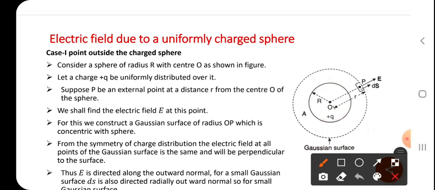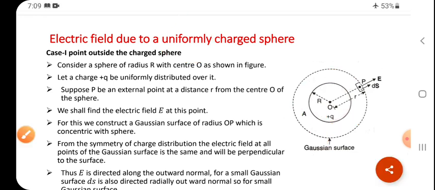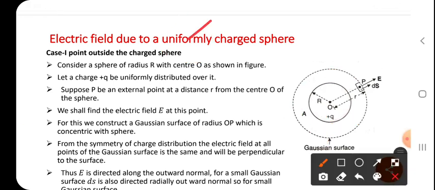Okay, let me start this session or chapter: electric field due to a uniformly charged sphere. Uniformly charged sphere means everywhere the charges are the same. If you observe a small area, the charge present here is the same as in an equal area here. Such a thing we have to call a uniformly charged sphere. It is a sphere, right?